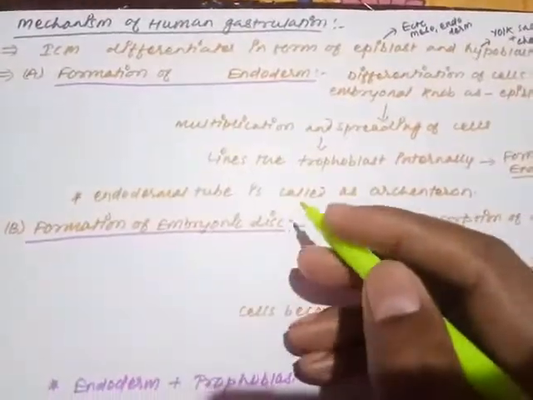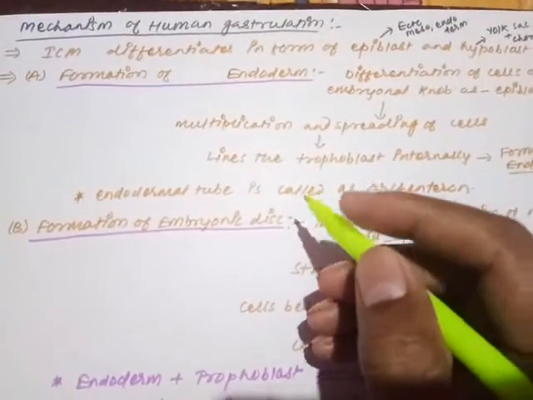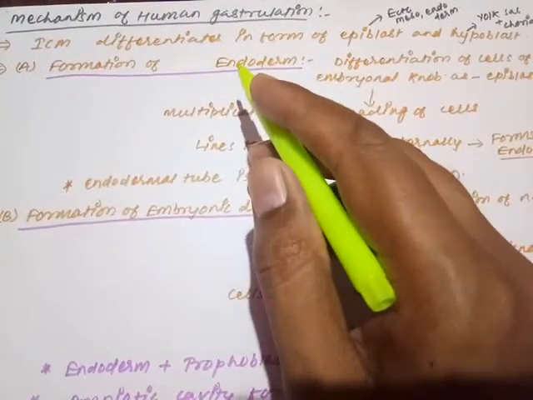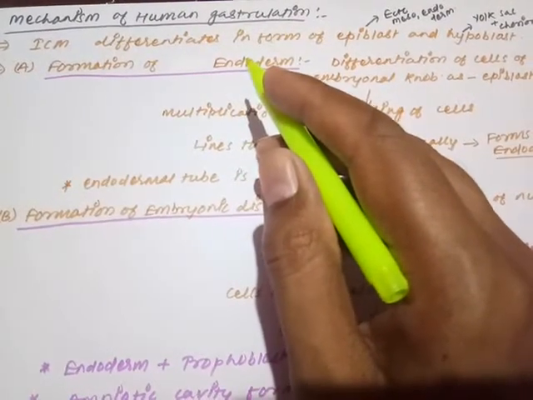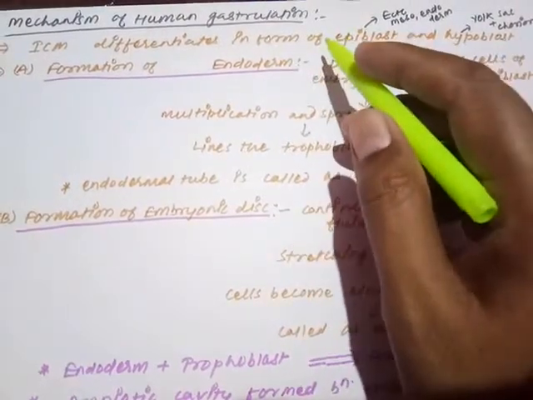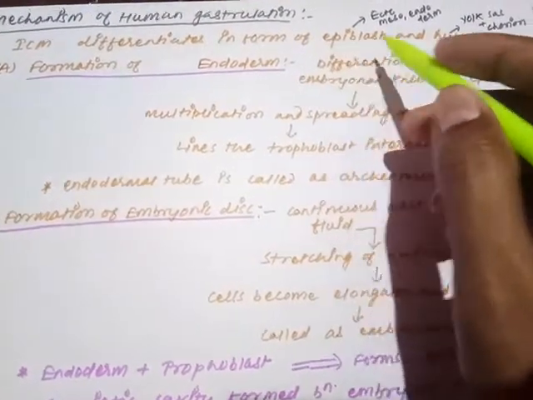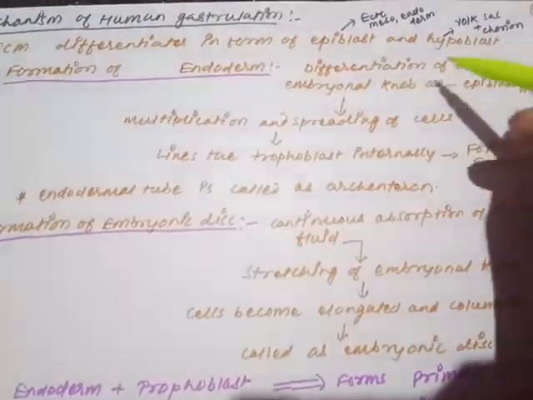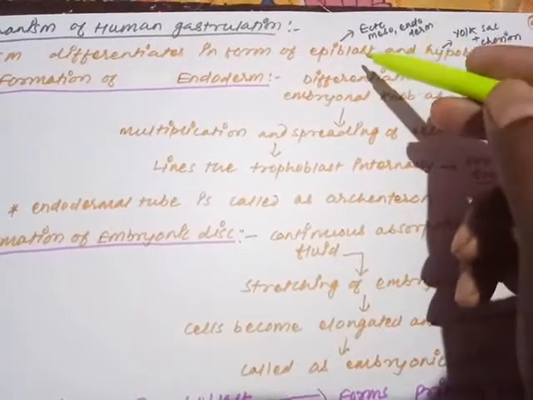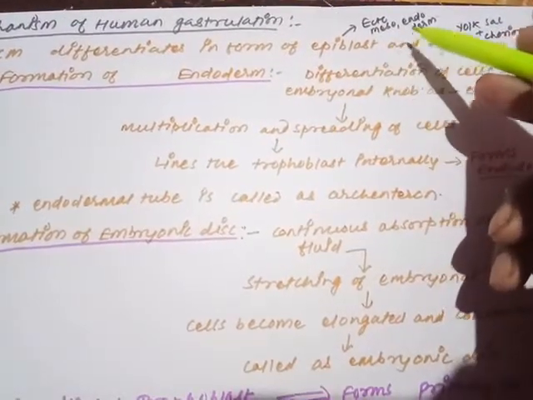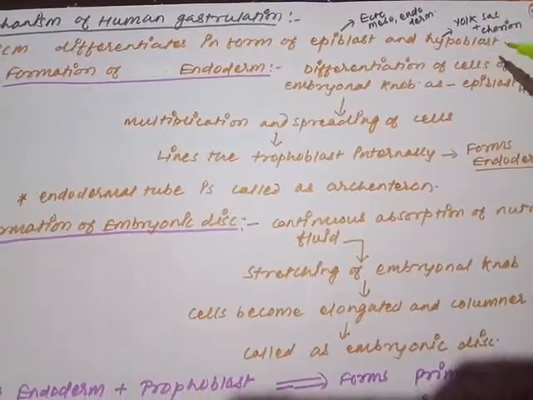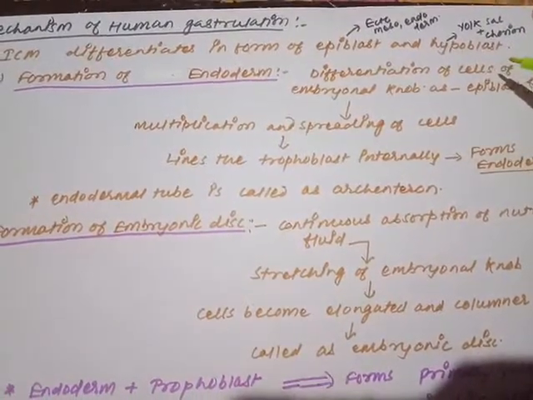Now, moving on to the mechanism of human gastrulation, how the gastrulation process occurs in the human. First of all, the ICM, the inner cell mass, if you remember, the embryoblast cells present in the embryonal knob are called the inner cell mass. They are going to differentiate into two types of cells, epiblast the upper layer and hypoblast the lower layer. Epiblast is going to produce the ectoderm, mesoderm and endoderm, meaning epiblast has the responsibility to produce all types of germ layers, while the hypoblast is going to form the yolk sac and the chorion, that is the fetal part of the placenta.